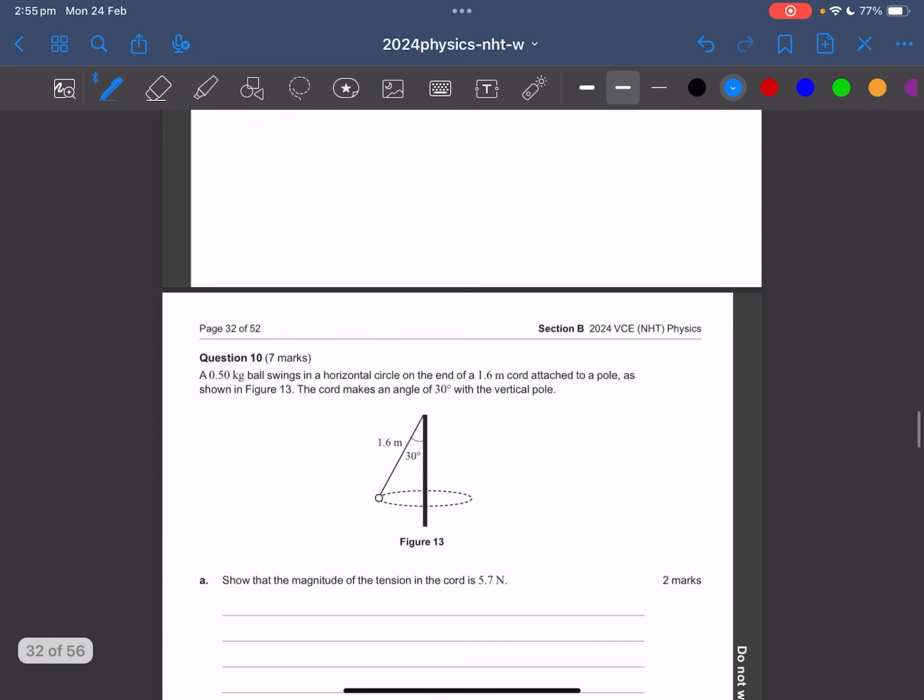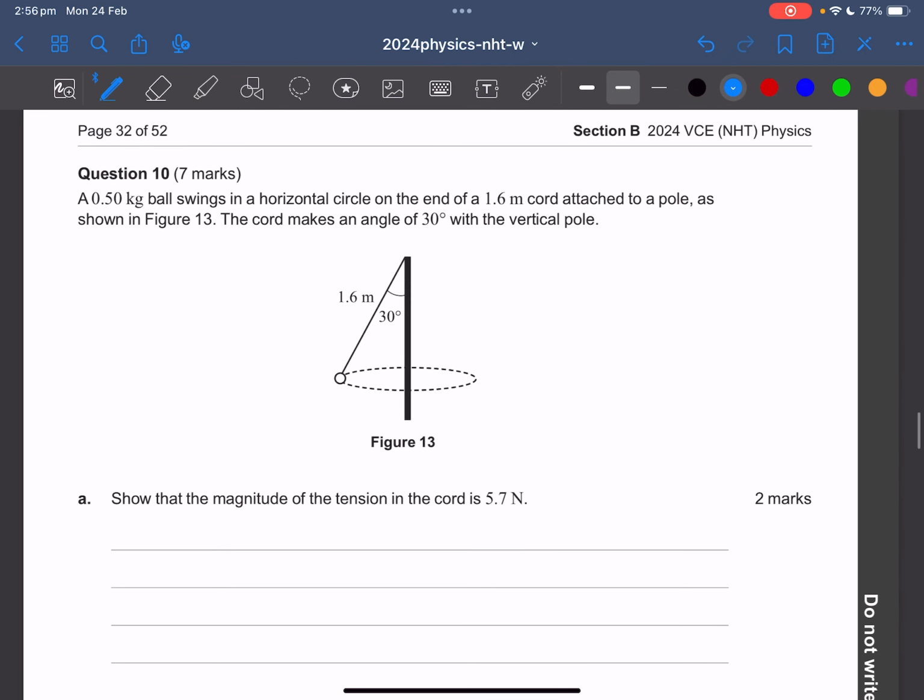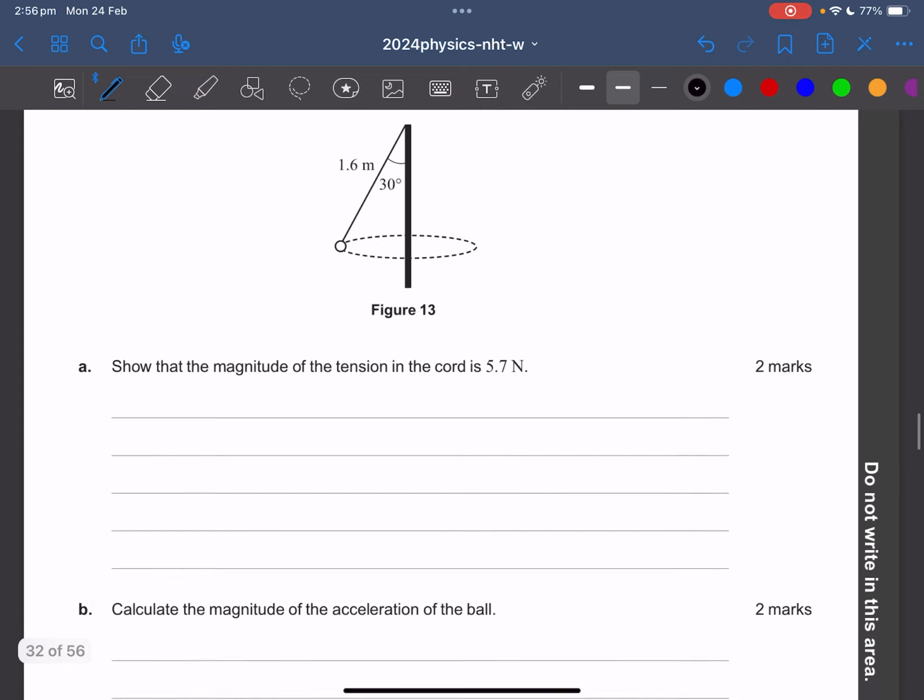Alright. Question 10. A 0.5 kilogram ball swings in a horizontal circle at the end of a 1.6 meter cord attached to the pole, as shown in figure 13. The cord makes an angle of 30 degrees with the vertical pole. Show that the magnitude of the tension in the cord is 5.7 newtons.